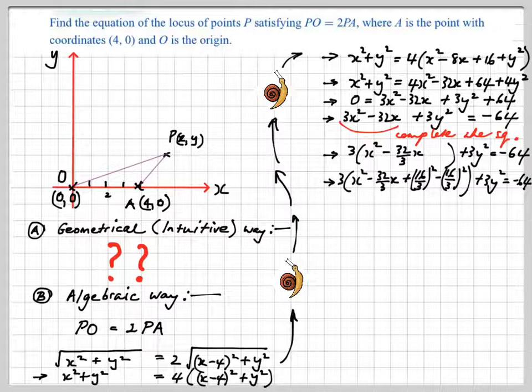Now, do you see I multiplied by, just go to the line above, I multiplied by 3, and then I divided by 3 inside the bracket to compensate. Right? 32 over 3 x, leave a space, close the bracket, plus 3y squared is minus 64. Now, here comes the completing of the square in the latest line. So 3 times, inside the bracket, x squared minus 32 over 3 x. Now, what is half of 32 over 3? The half of that is 16 over 3, isn't it?